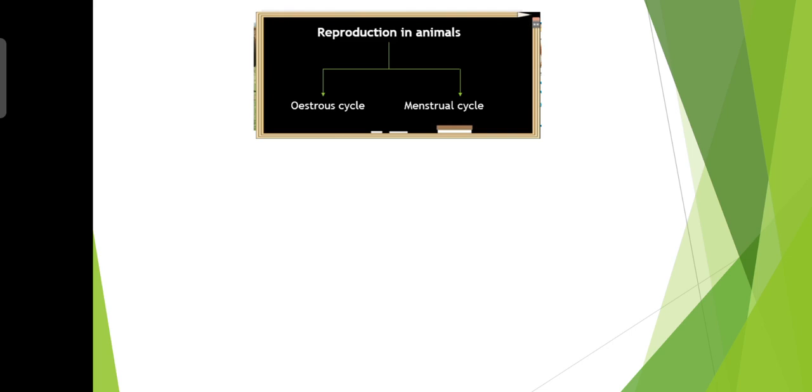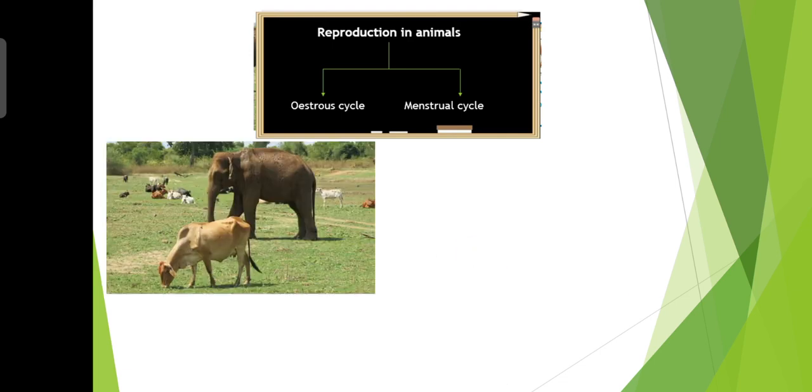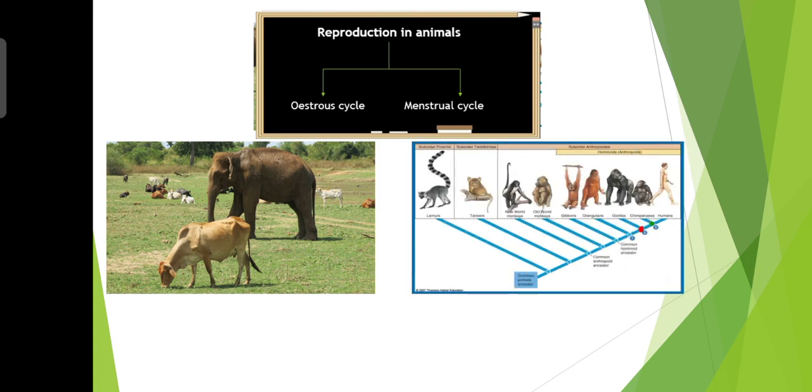In mammals in general, there are two types of cycles: the estrous cycle and the menstrual cycle. Estrous cycles are usually noticed among non-primate sexually matured females, for example, mice, rat, elephant, cow, tiger, deer, etc. Menstrual cycles are noticed in sexually matured female primates, for example, humans and apes.